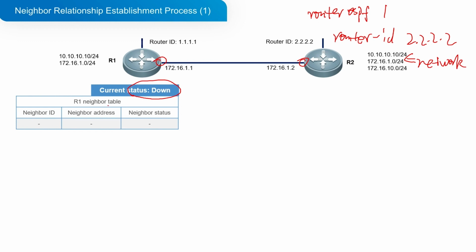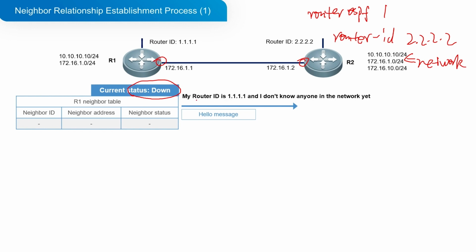So we can see in the R1 neighbor table, the neighbor table is empty. No neighbor ID information, no neighbor address information, no neighbor status information. And then R1 wants to build the neighbor relationship with R2. So R1 will send the hello message. The hello message function is to establish the neighbor relationship, maintain the neighbor relationship, and elect the DR, BDR, DROther, and so on. So now, first we have to send the hello message.